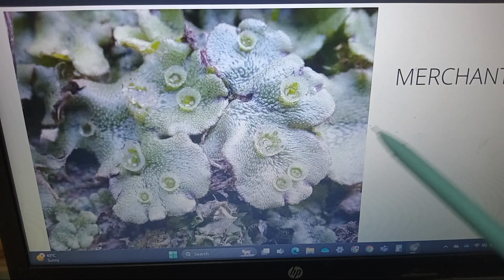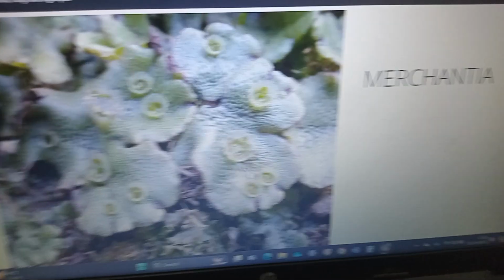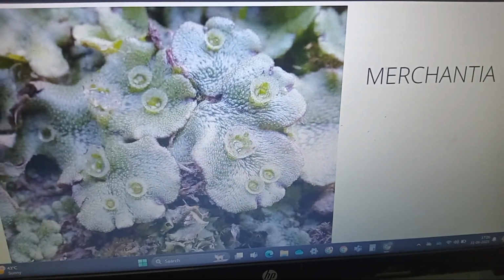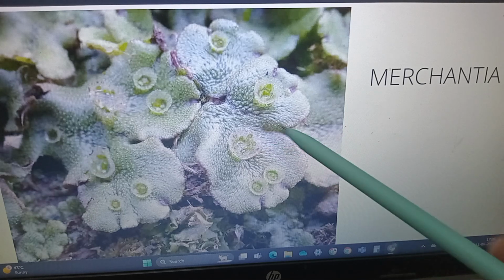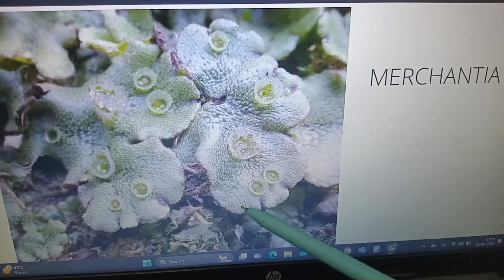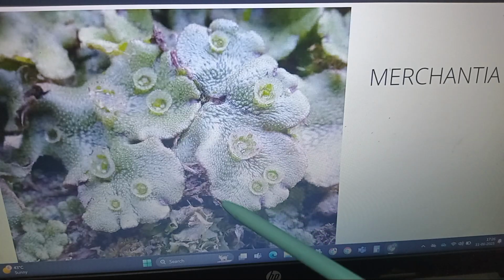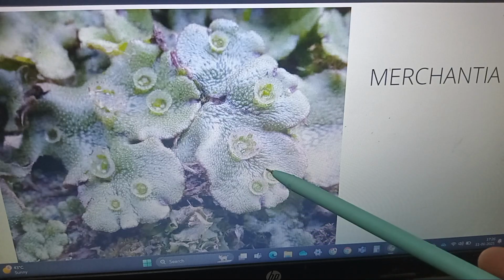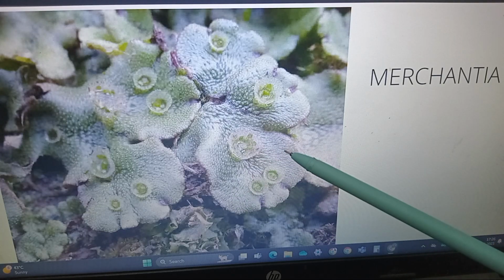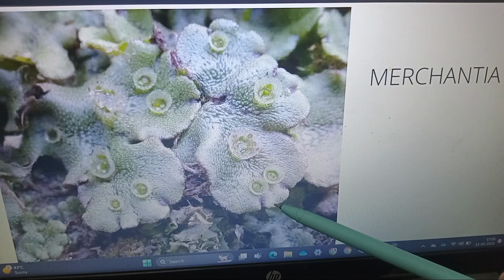This is Marchantia, which is a liverwort. It is called liver because they are flat thallus-like structures. They are dorsiventrally flattened with some unicellular or multicellular rhizoids. They are flat on the substratum. There is no multicellular rhizoids.